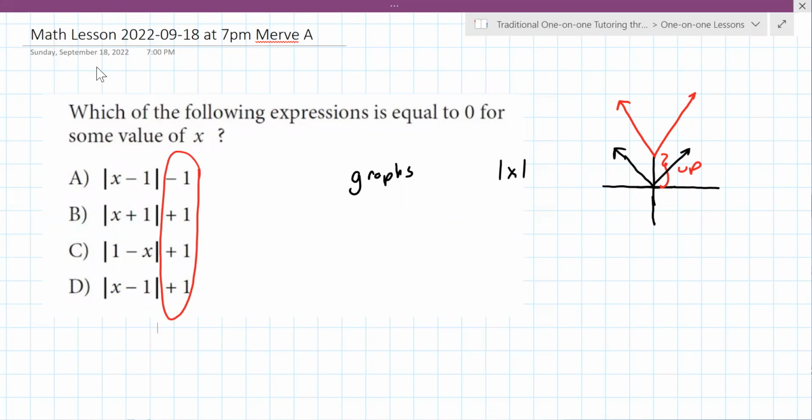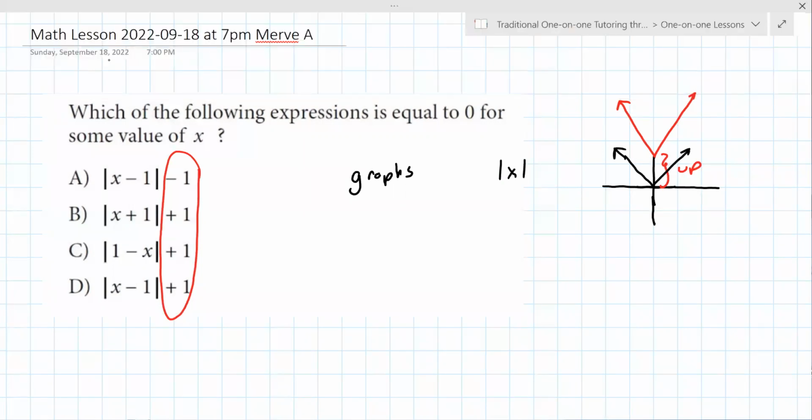You're just looking at if it's negative. So B, C, and D are all shifted up. Do you see that? Because it's positive, because it's +1. So we know A is out. Now that's not enough, because if the graph happened to open down, it would still hit the graph there.